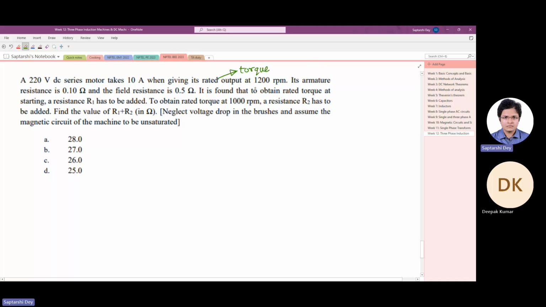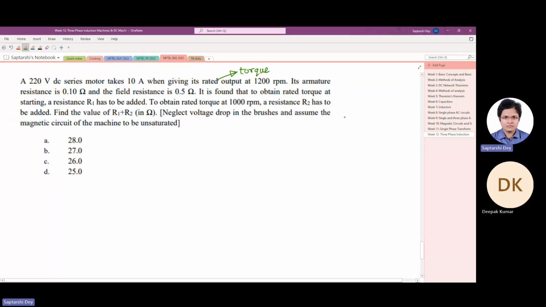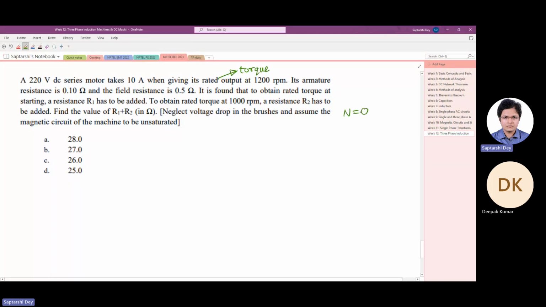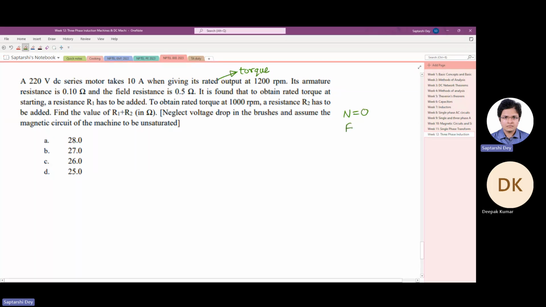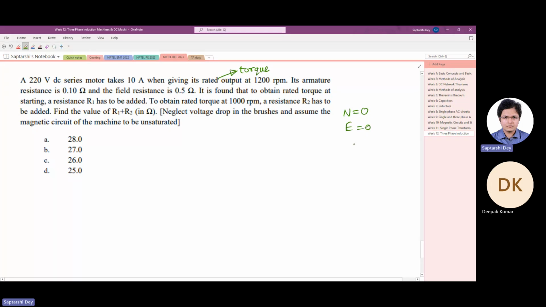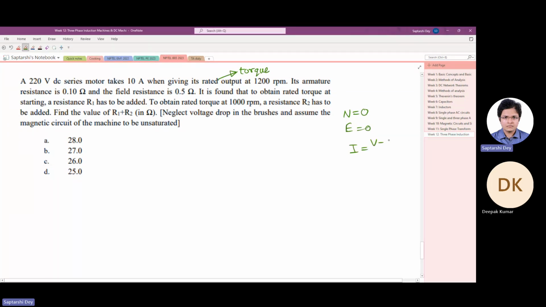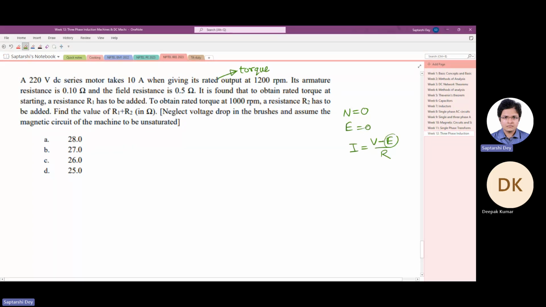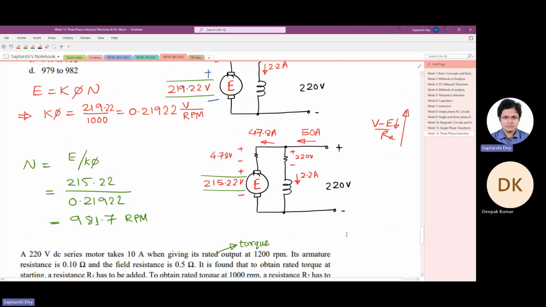Now what happens at starting? N is 0 at starting, right? Since n is 0, back EMF becomes 0, and the current is V minus E by R. Since this E becomes 0, if you simply connect a standstill DC motor to a DC voltage supply, the current that it draws is V by R.